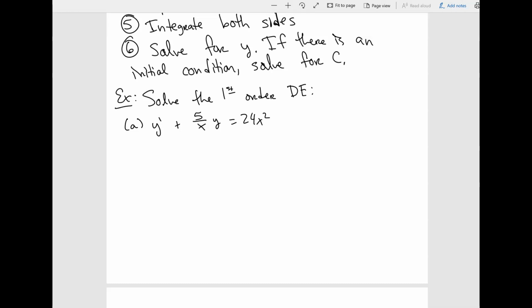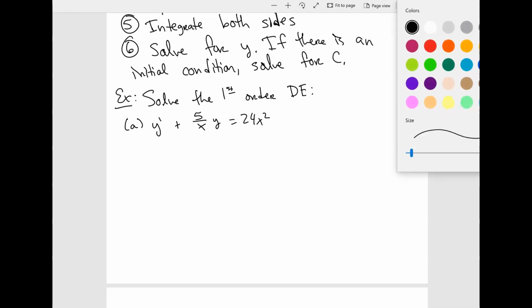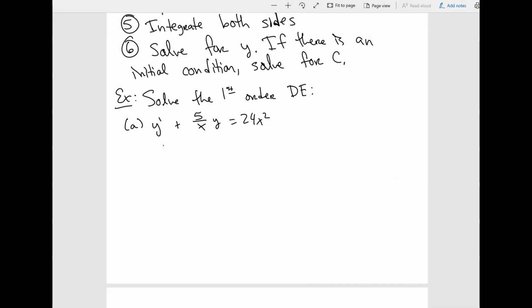The first thing that we want to know is: is this in the correct form? And actually it is. Because y prime is by itself, you have a p of x and you have a q of x on the other side. The next thing is to find the integration factor. My integration factor, I of x, is equal to e to the integral of p of x dx. In this case, p of x is equal to 5 over x.